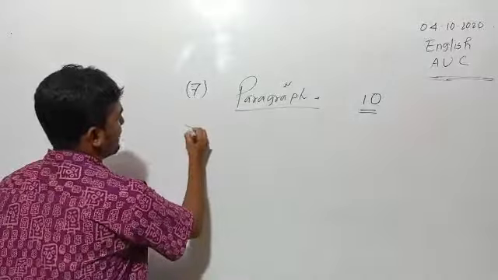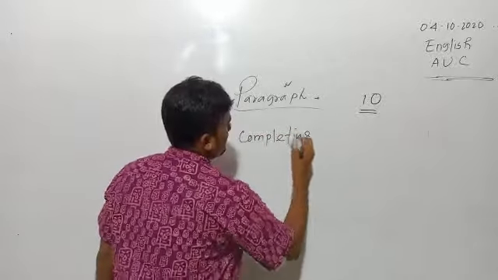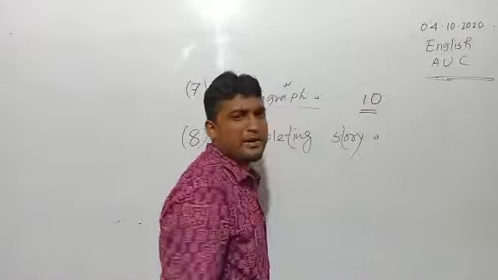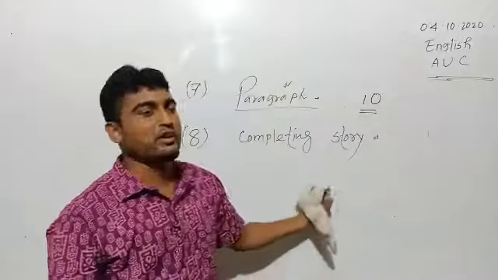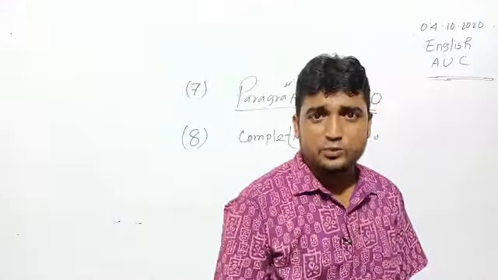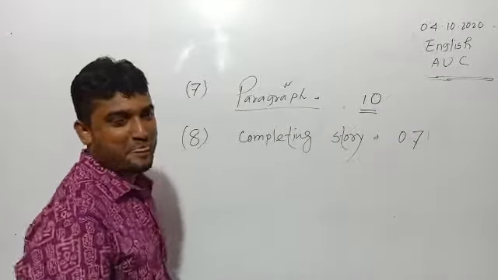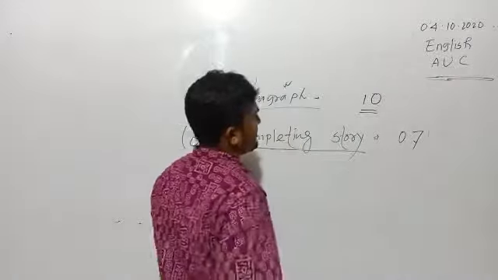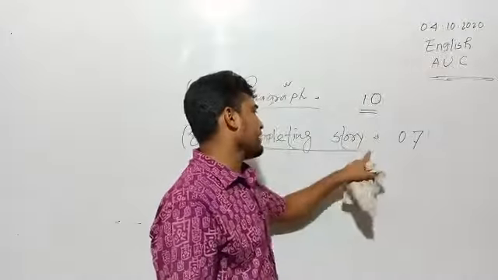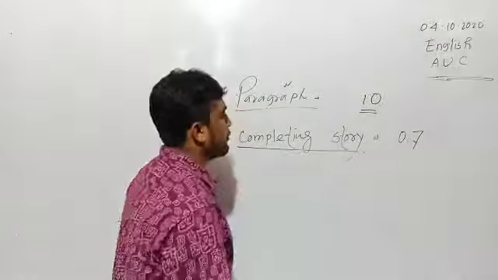Okay. Number 8. Completing story. Guess how many marks will be given here to answer the completing story? 10, 8, 7. Which is right? Right is only 7. And this topic is very easy. I think that it will play a vital role to get your expected marks by answering this item completing story.